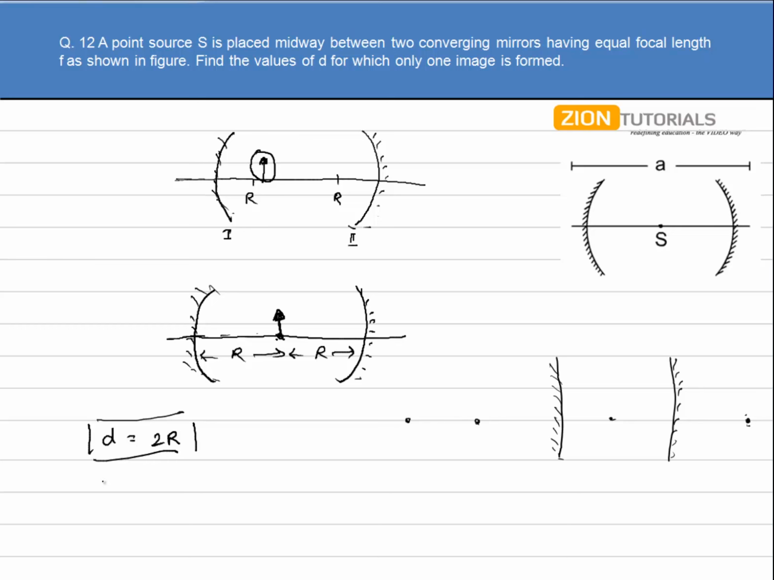And in terms of focal length, I can write it as 4f. Then I'll be getting only one image.